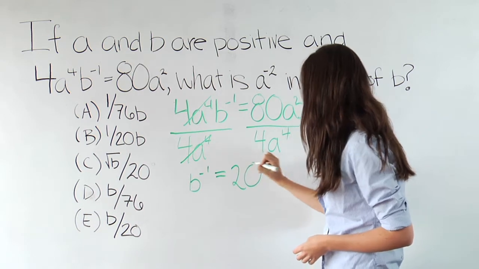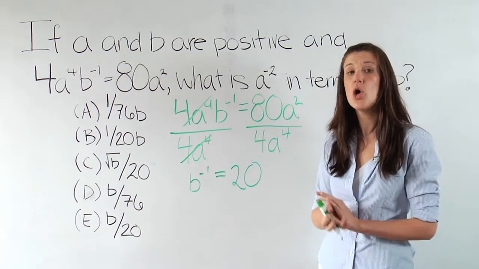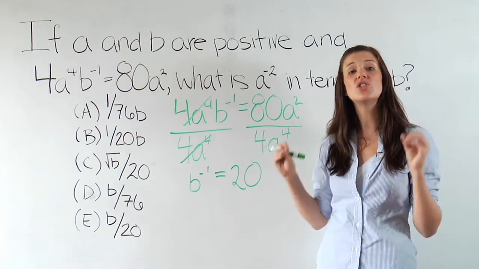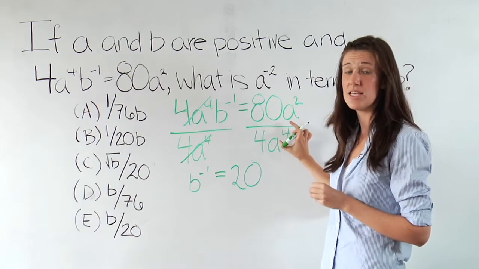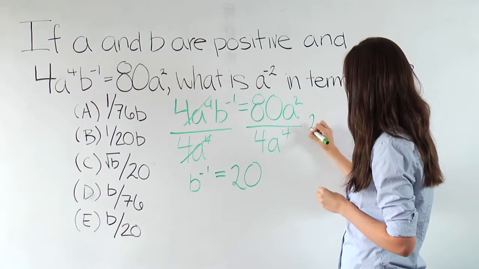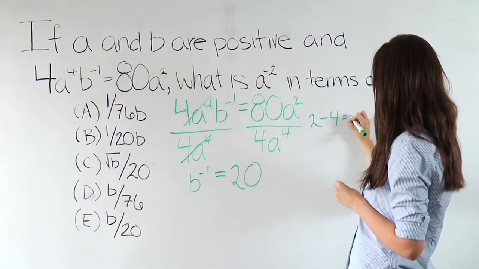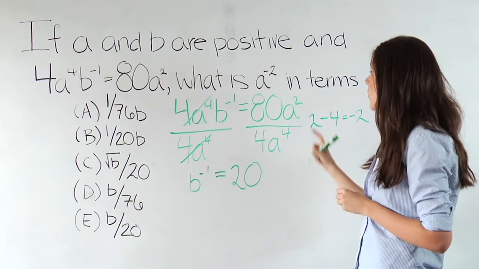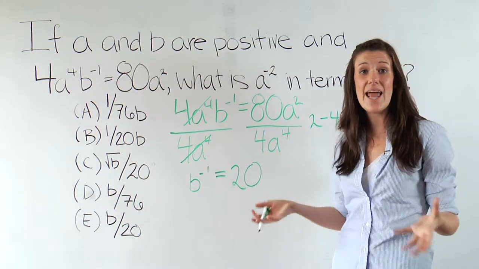And then what do I do with these a's? There's a rule when you divide exponents: you can subtract the powers. Exponents with the same base, they both have a base of a, so I can just subtract the powers. I take the power in the numerator minus the power in the denominator, which gives me negative 2. So a squared divided by a to the fourth is a to the negative 2.